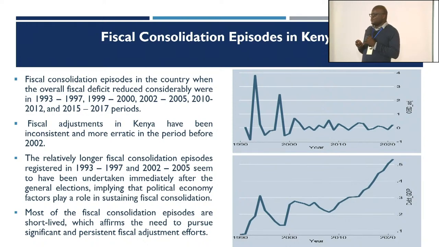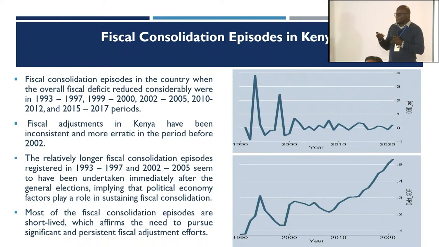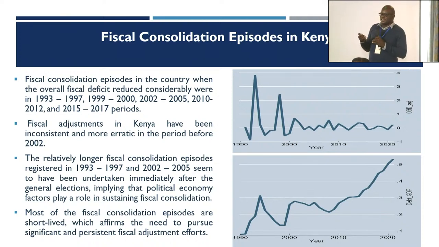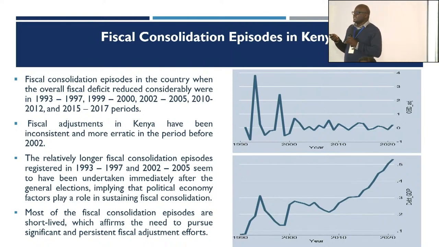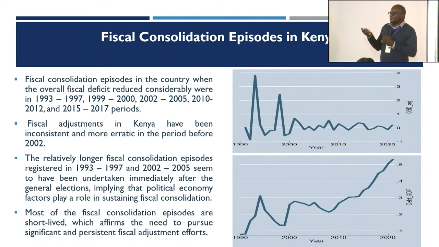we had a general election whereby we moved from a single party system to a multi-party system. In 2002, we had a change in regime whereby Honorable Mwai Kibaki came in under the NARC government, which ended the 24-year rule of our second president. And so there is an indication that political economy factors come into play when we are looking at issues to do with sustainability of fiscal consolidation.